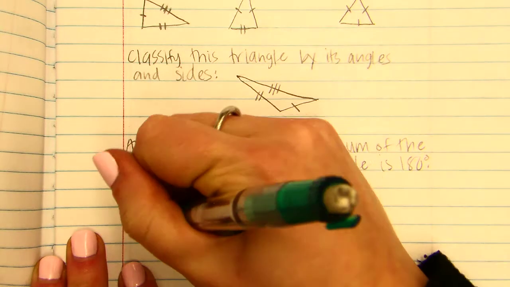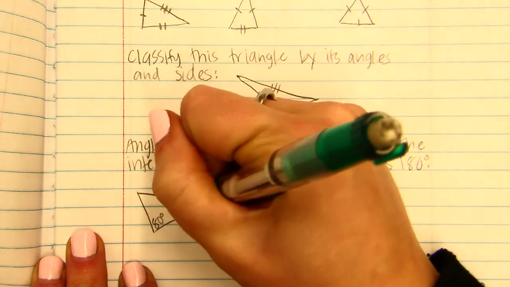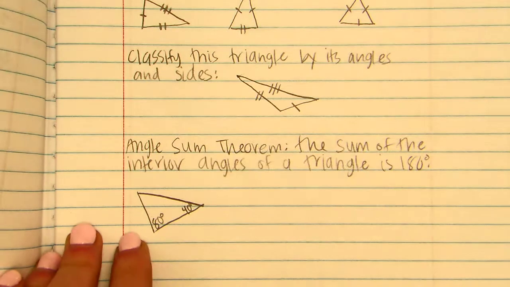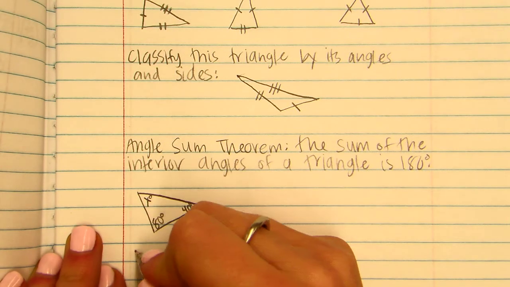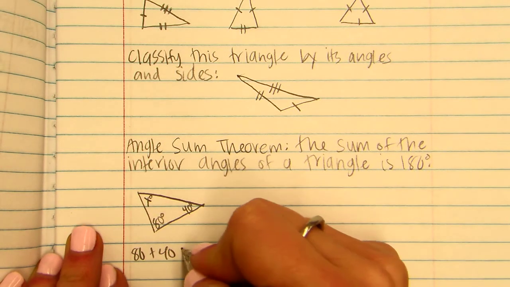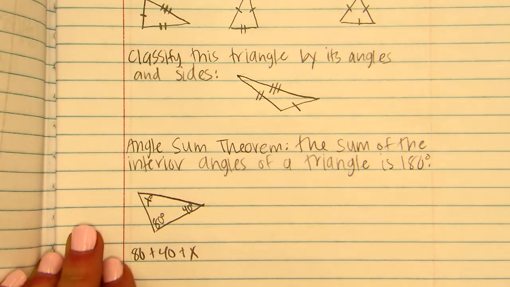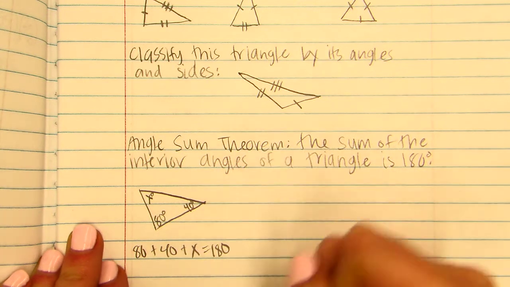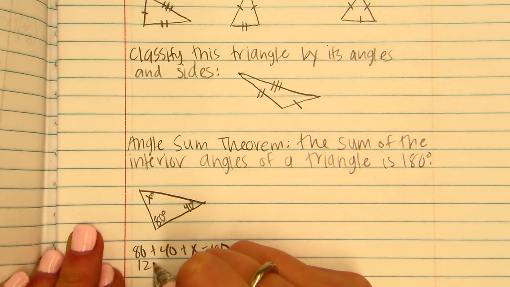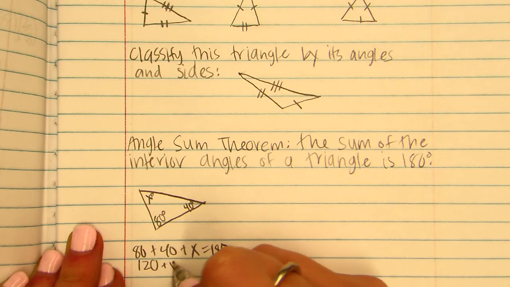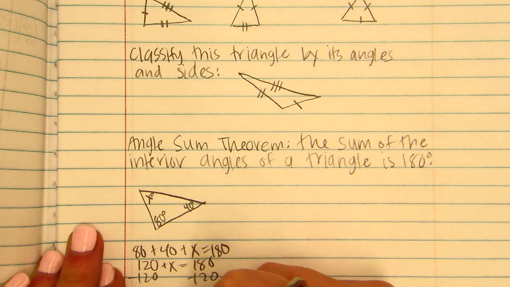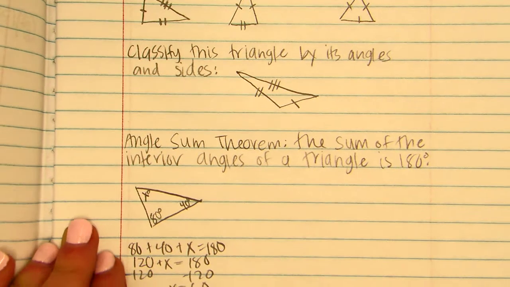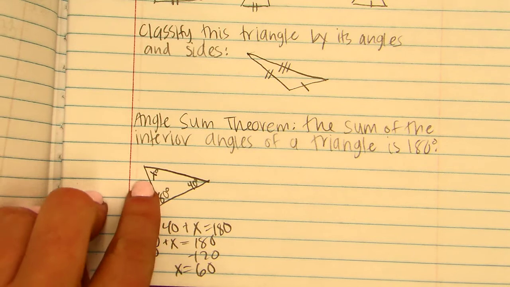So if you have a triangle, let's say we have this triangle, and we know this angle is 80 degrees, and I know this angle is 40 degrees, I can write an equation to find the missing value. Because I have 80 degrees plus 40 degrees plus x, the missing one, has to equal 180 degrees. So I'll combine like terms first. 80 plus 40 is 120, plus x is 180, and then subtract 120. So I know x has to be 60. So this missing angle is 60 degrees.